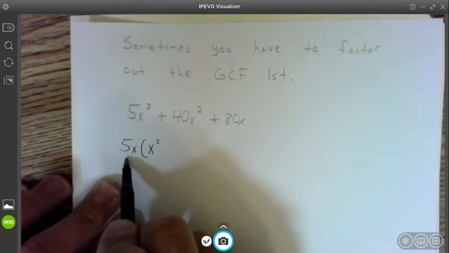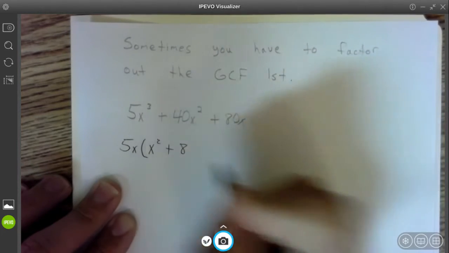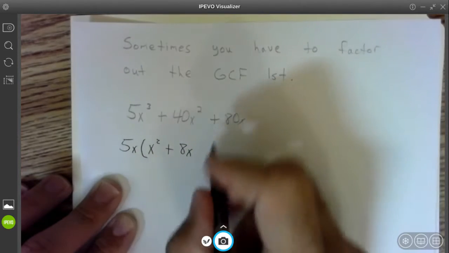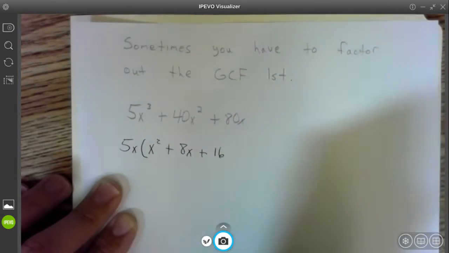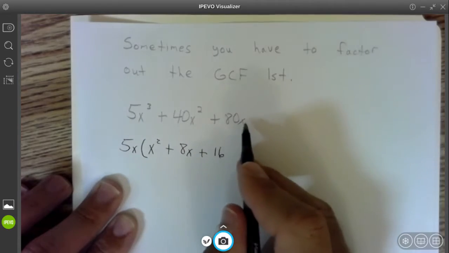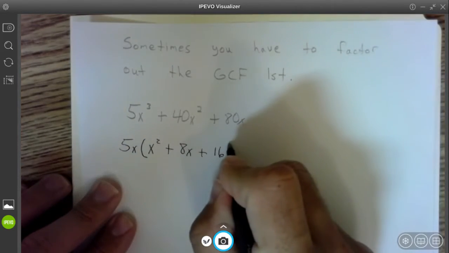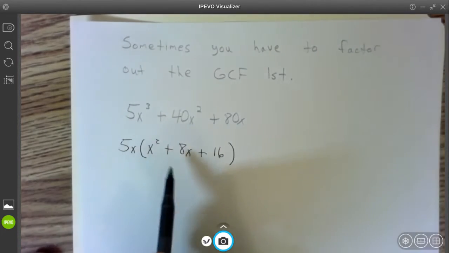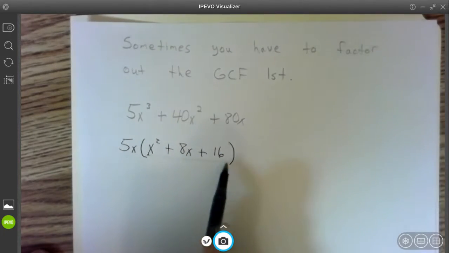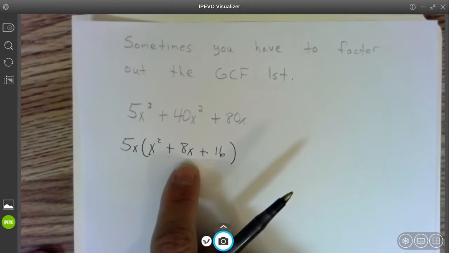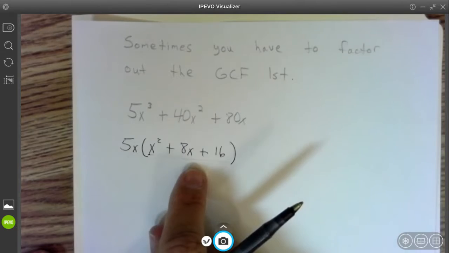5x times x squared gives me 5x to the third. And then 5x times 8x will give me 40x squared. And then 5 times 16 will give me 80, and then x times that will give me my 80x. Now that it's written like this, the stuff that's in this set of parentheses, I'm going to break that down one step further.